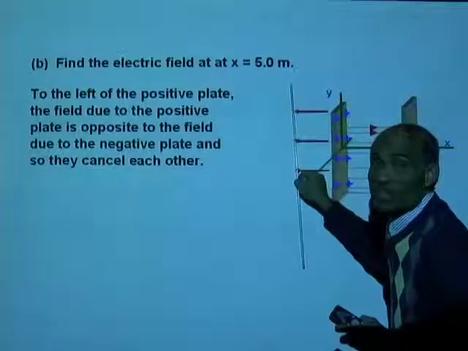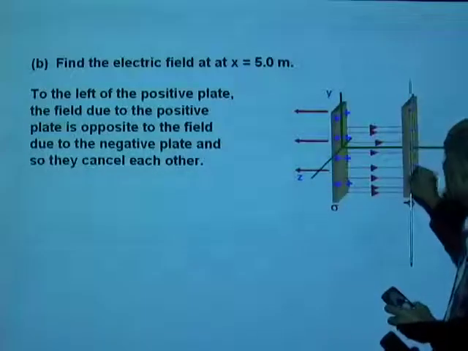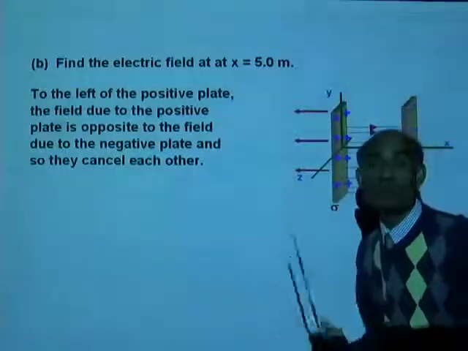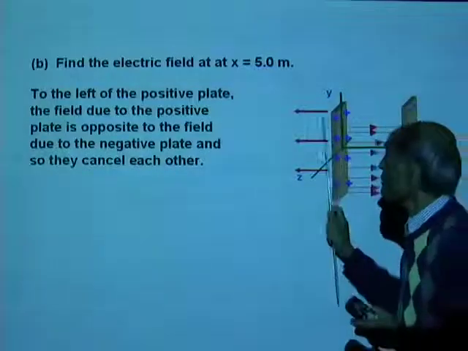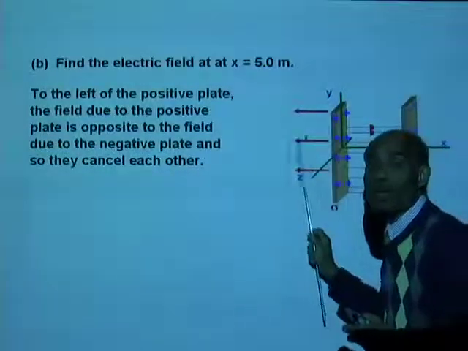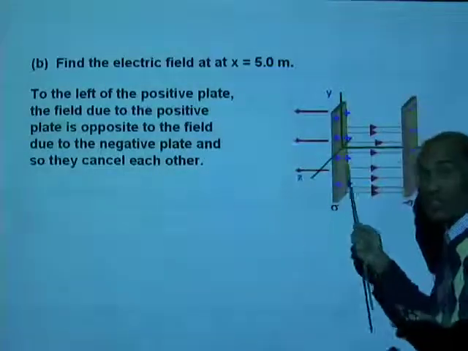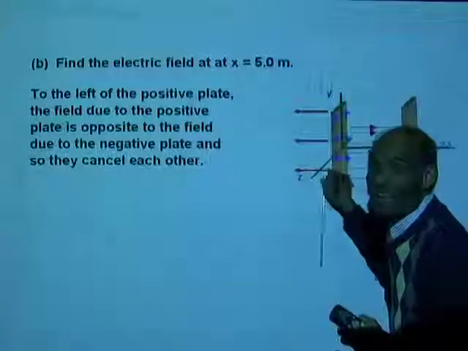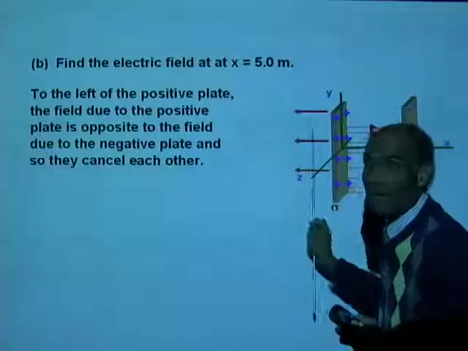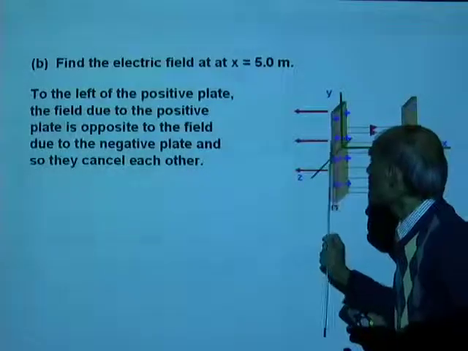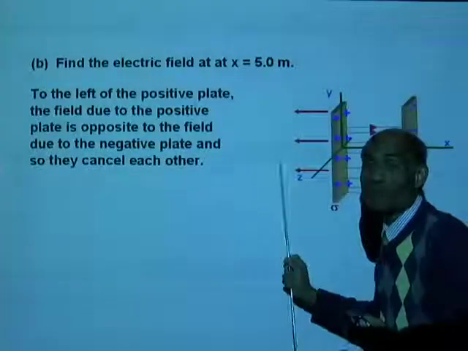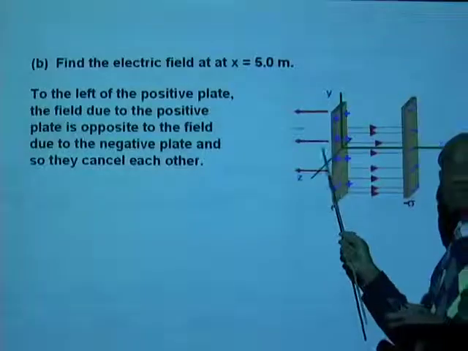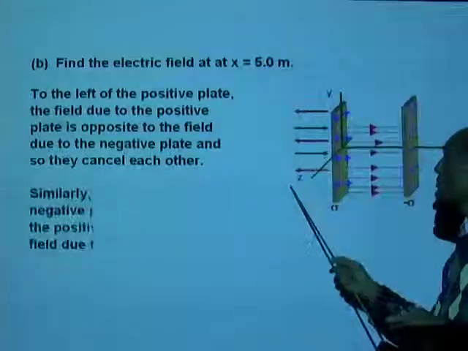Now, in this region, there will be also a field produced by the negatively charged plane. What will be the direction of those field lines? You see, the field lines are directed away from a positive charge and directed towards a negative charge. That means in this region that is to the left of the positively charged plane, the electric field due to the positive charge will be directed away from it, and the electric field due to this negative charge will be directed towards it, and that will be these green lines.